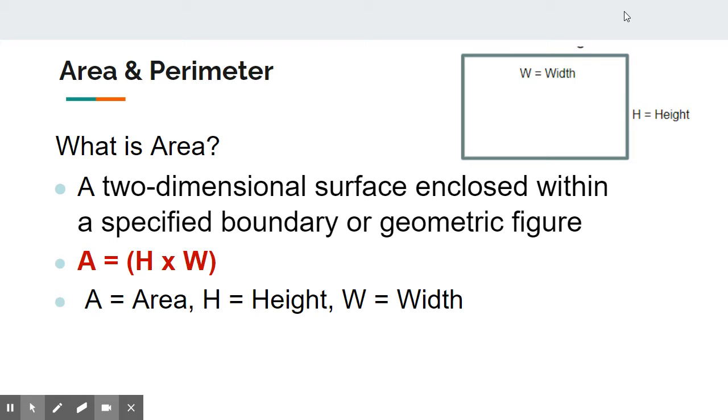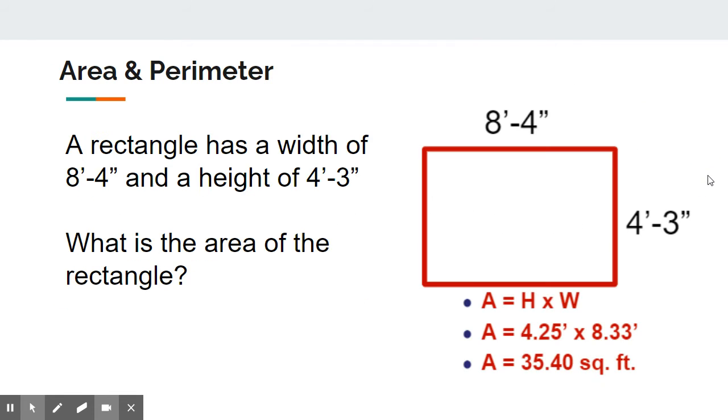So we know that area is a two-dimensional surface enclosed within a specific boundary. Okay, so yes, this is a STEM class, so math is a part of it. Okay, so area is your height times your width, or length times width. So you need an area. So whenever we did our estimating flooring, we did area. Okay, so anytime you're doing anything with a floor or floor coverings, you're going to need area.